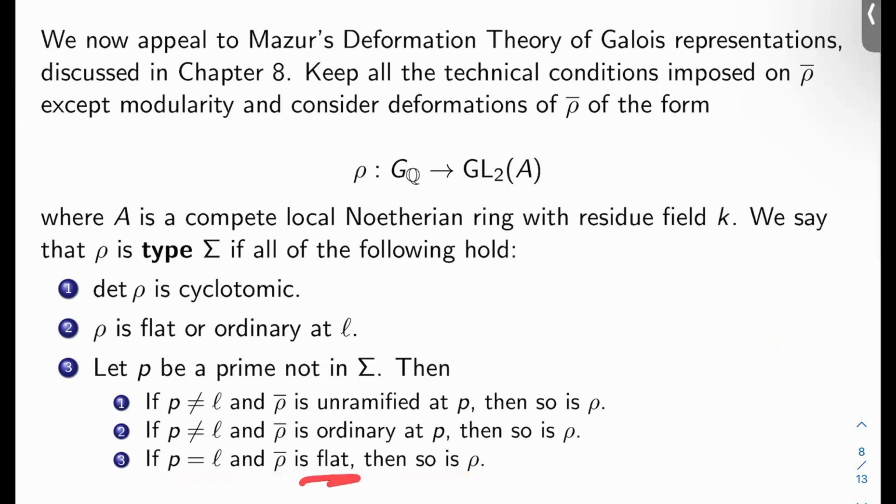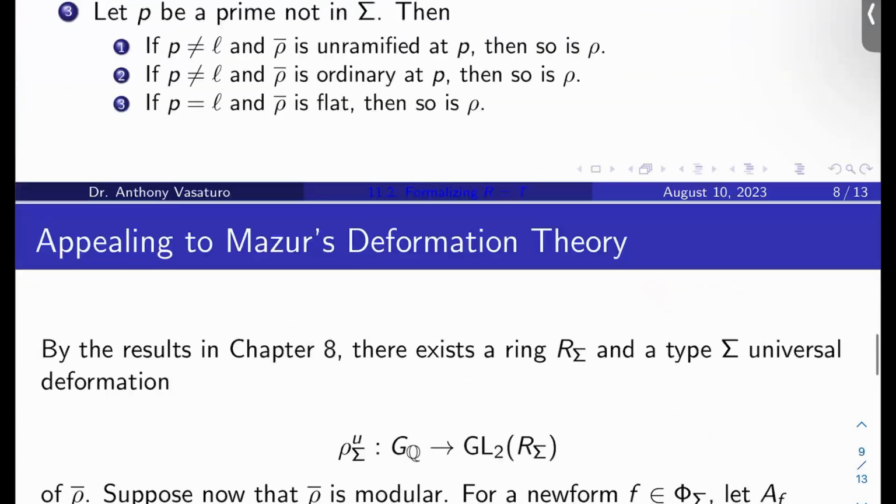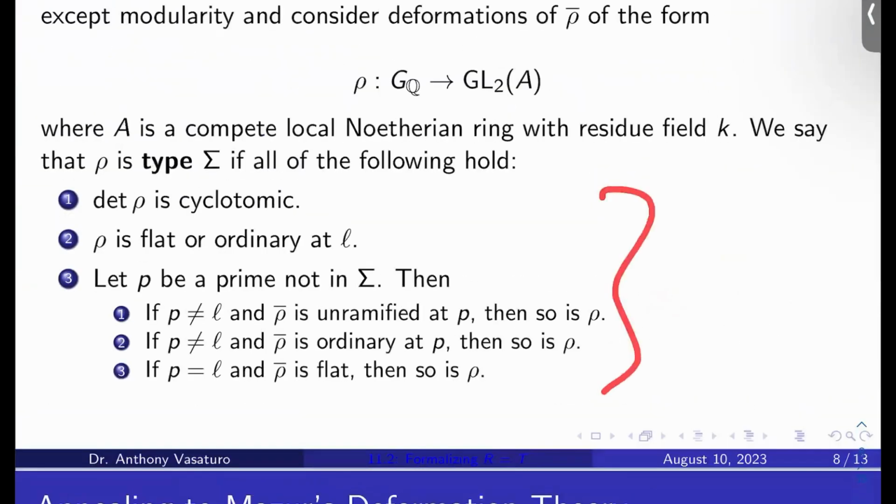Remember, flat is kind of the analog of unramification at the prime L itself. This is what type sigma is going to mean for us. This is a broader definition than the one we've already given, and I prefer this one, honestly. Okay, so you can check this is an actual deformation condition.